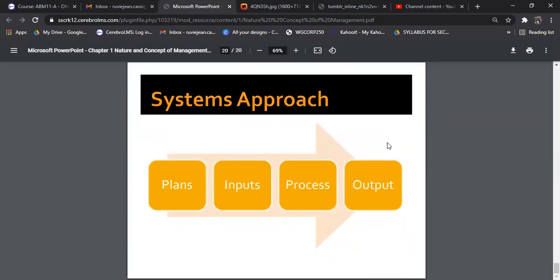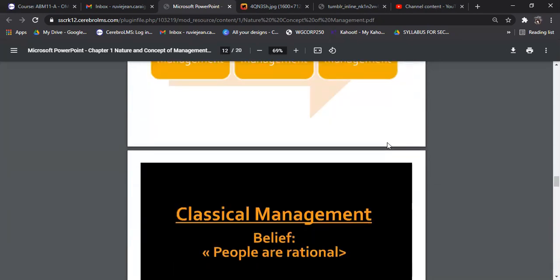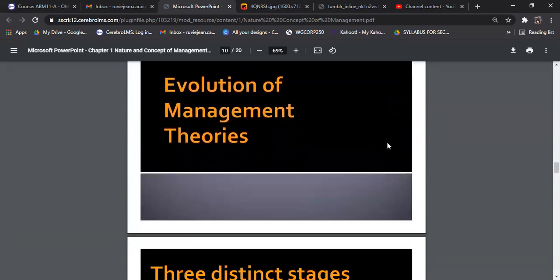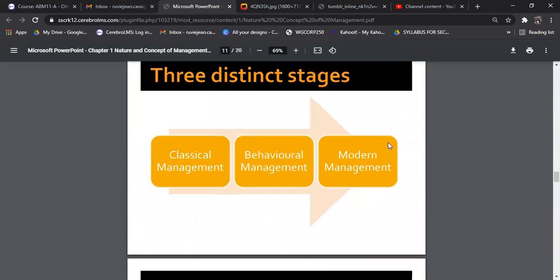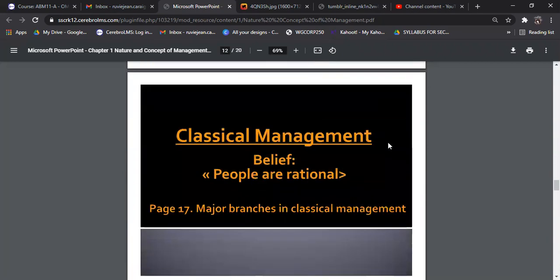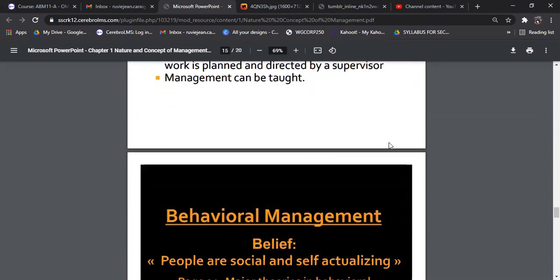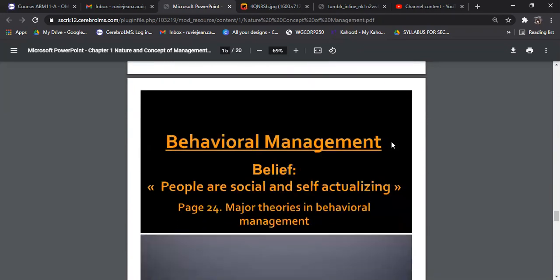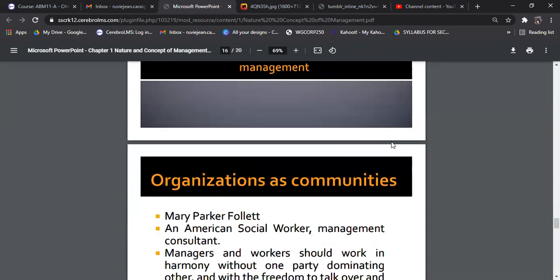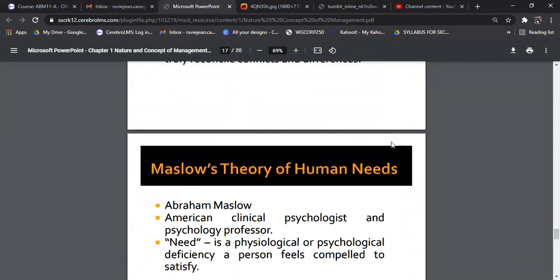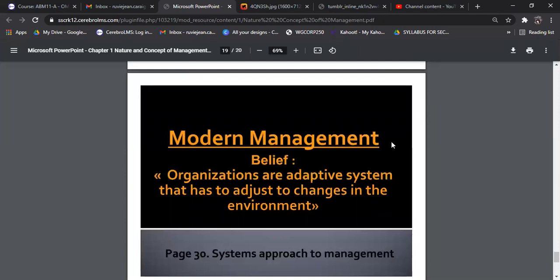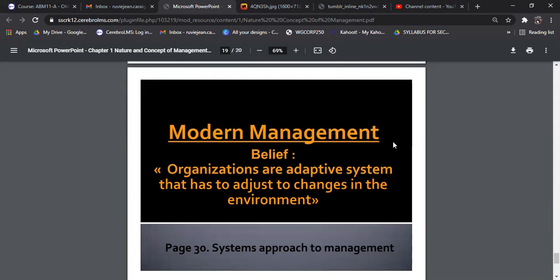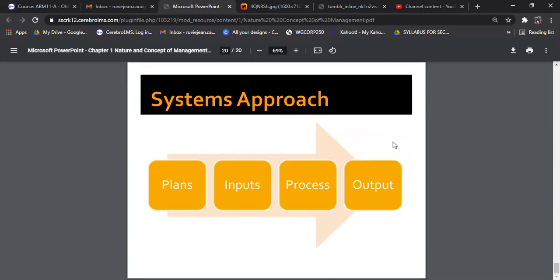Okay, so again, class, these are the different, okay, three distinct stages of the evolution of management theory. So we have the classical, behavioral, and modern. And under classical, they believe that people are rational, scientific, and administrative. And then we have behavioral management. People are social and self-actualizing. Under this, we have organizations as communities and Maslow's theory of human needs. And then the last one is modern management, wherein the belief is organizations are adaptive system and they have to adjust to the changes in the environment. And under this, we have the systems approach.